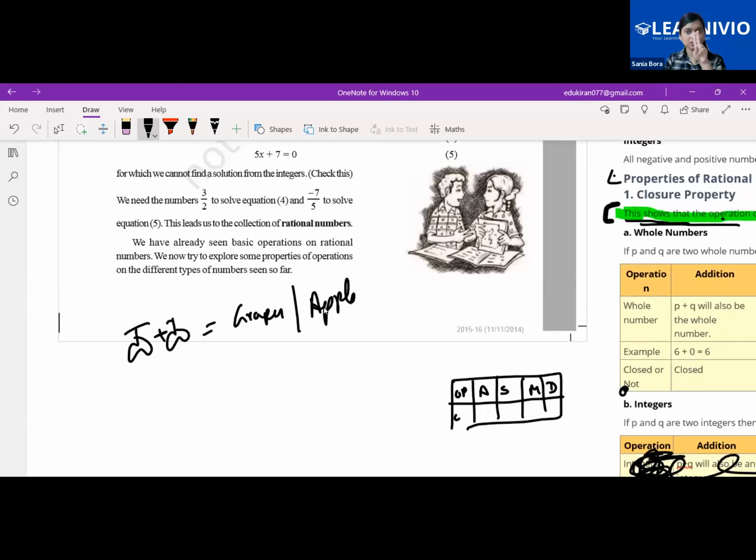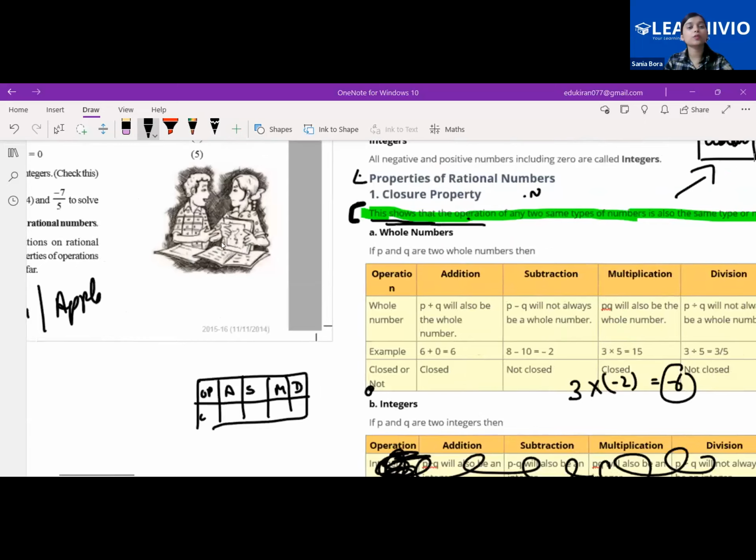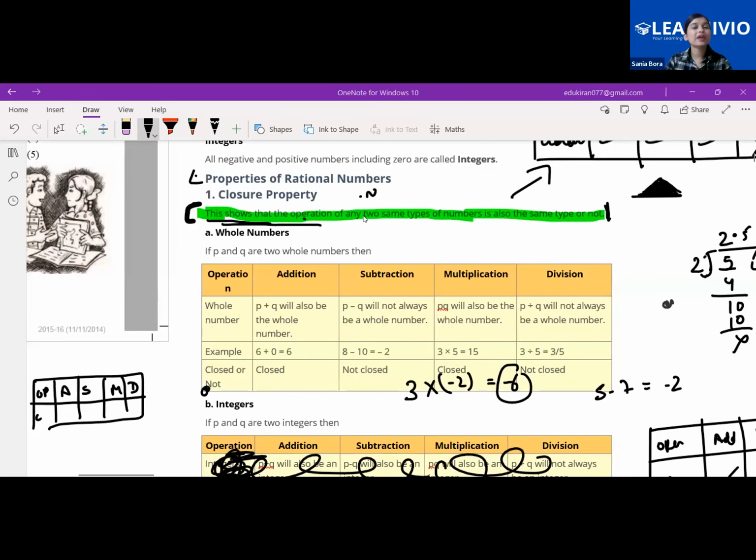If you add two apples, what will you get? Apple, right? So that means if you are adding two rational numbers, the answer should be a rational number itself. If you are adding two integers, the answer should be an integer. If you are adding two whole numbers, the answer should be a whole number. Closure property says that the operation on any two numbers of the same type gives the same type or not.